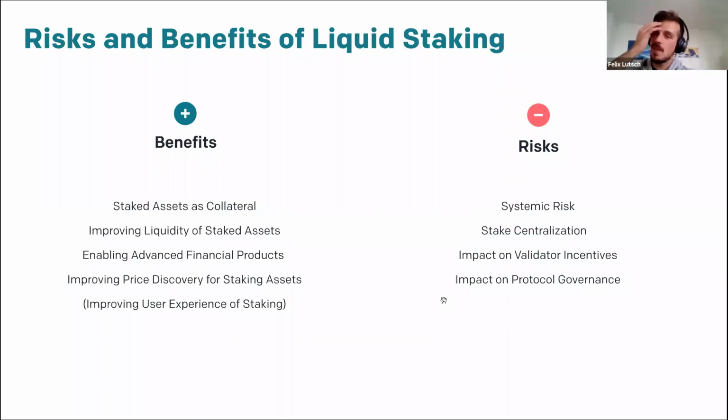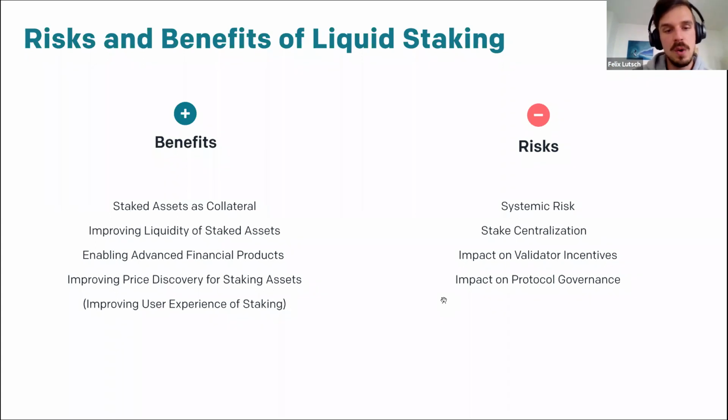Now in the draft or paper, we generally discuss risks and benefits of liquid staking. There are a bunch of categories. I will just go over it on a high level, what we found. Benefits, obviously, being that I can use my staking assets as collateral in DeFi applications. That means instead of just earning my staking rewards, I could also lend them on Compound and so on.